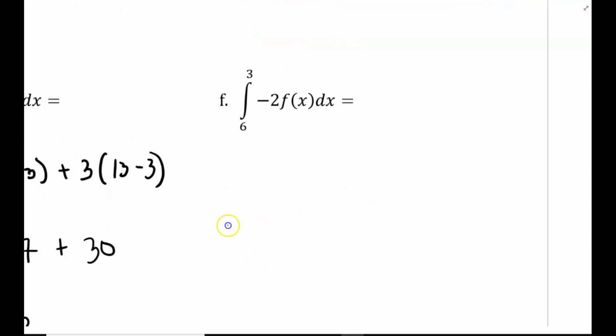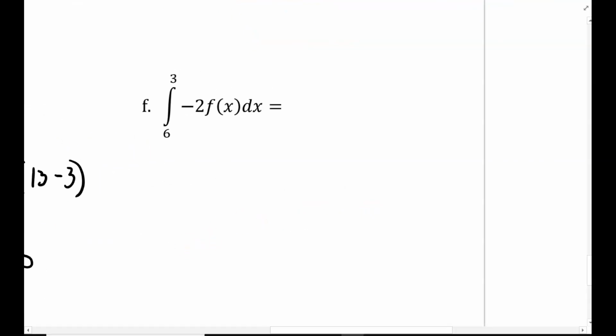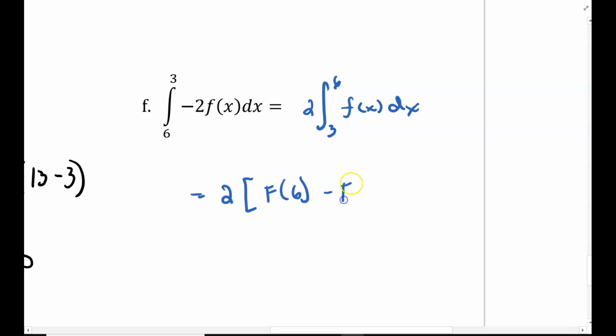All right, so F, we have the integral from 6 to 3 of negative 2 f of x dx. We're going to factor out the negative 2 and then also switch our limits. So 2 negatives make a positive. So the integral from 3 to 6 of f of x dx. And I have a 2 on the outside. And it's capital F of 6 minus capital F of 3, times 2.